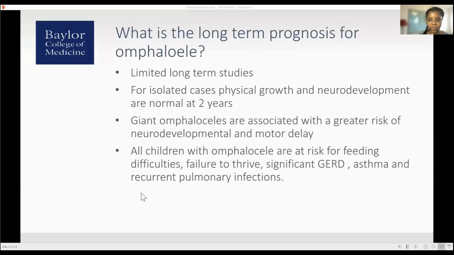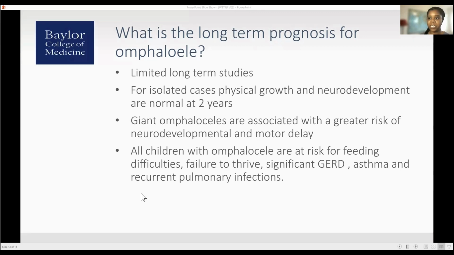The long-term prognosis for omphalocele also, like everything, varies with the size, with the associated anomalies and genetic diagnosis, and with the postnatal surgical course. And so long-term studies in this very heterogeneous group are lacking. But in the case of an isolated omphalocele, the physical growth and neurodevelopment has been shown to be normal at age 2.